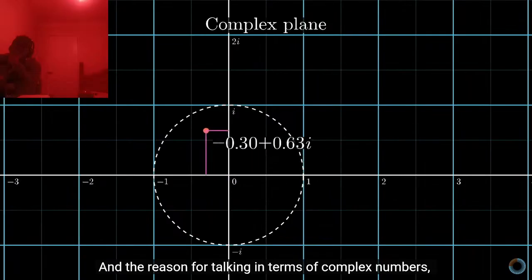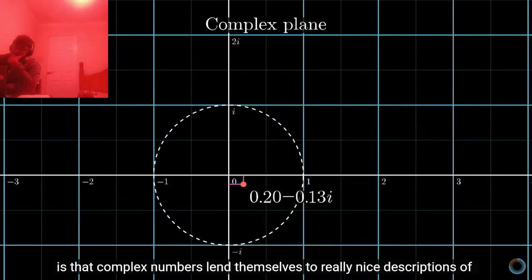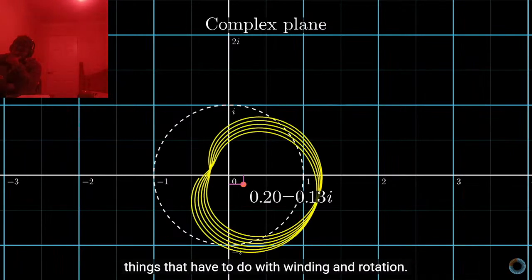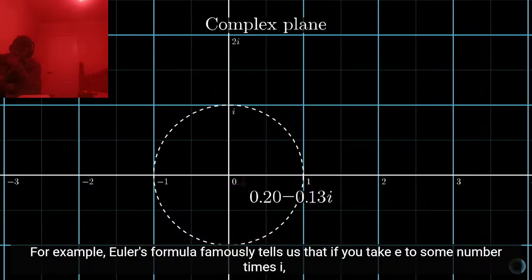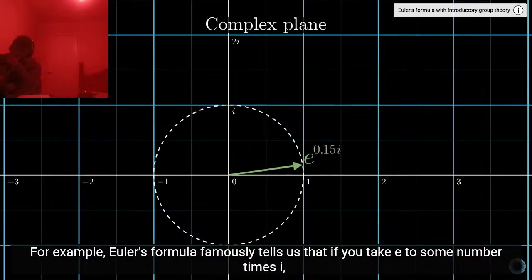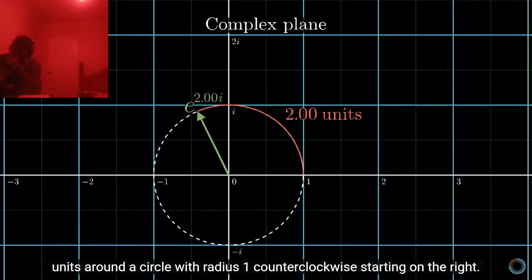And the reason for talking in terms of complex numbers, rather than just saying it has 2 coordinates, is that complex numbers lend themselves to really nice descriptions of things that have to do with winding and rotation. For example, Euler's formula famously tells us that if you take e to some number times i, you're going to land on the point that you get if you were to walk that number of units around a circle with radius 1, counterclockwise, starting on the right.